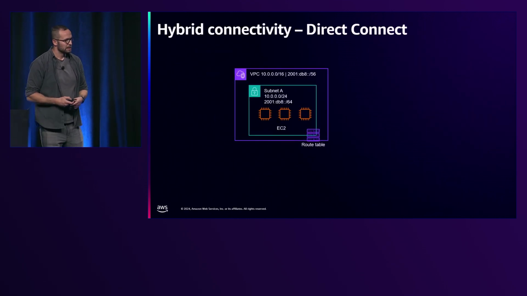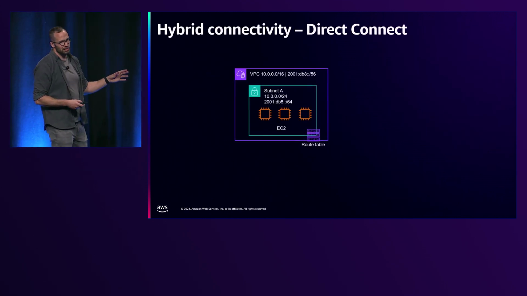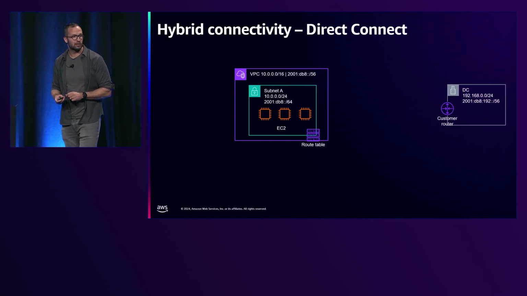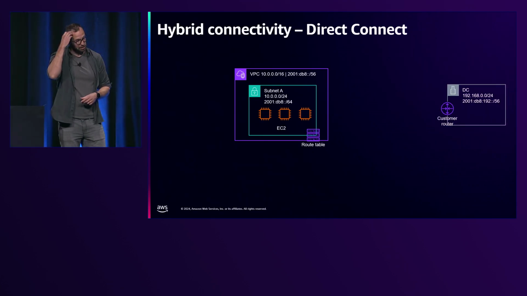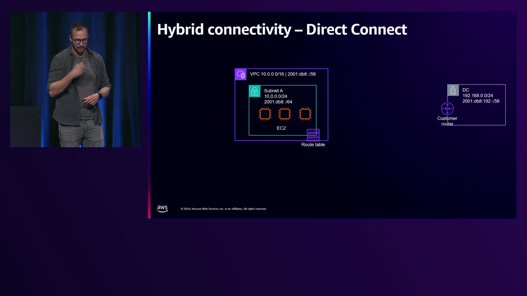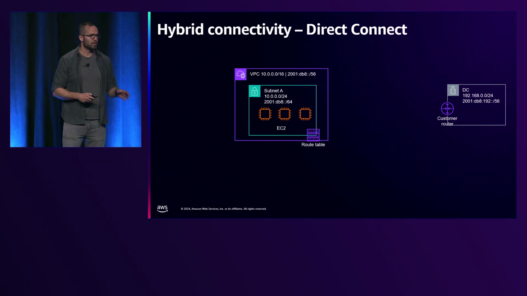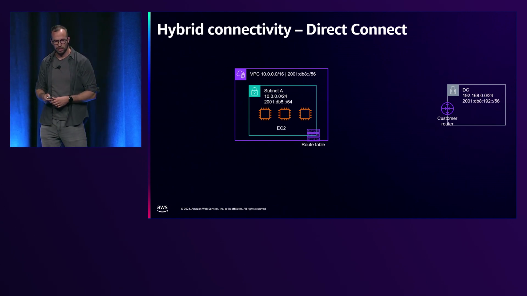Okay, so let's move out of our PC and start connecting to things outside. The first thing we're going to do is connect it to a data center. So this is out somewhere on premise. It will have a router and a couple of networks, IPv4 and IPv6. We simplified our VPC, so now it's just a single subnet.